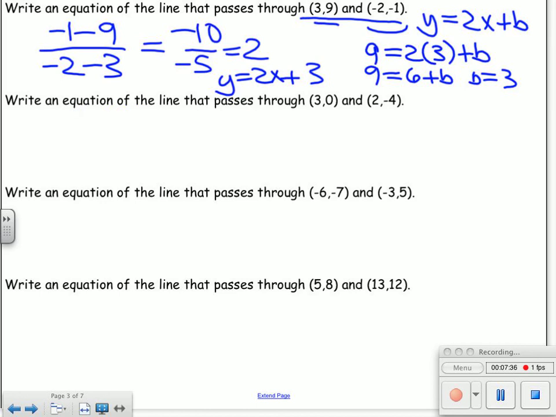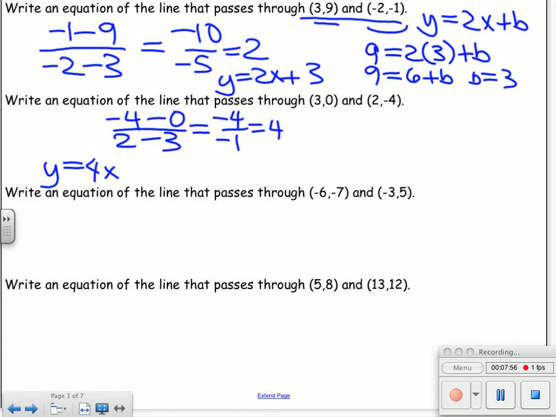0 minus negative 4. Actually, let's do it the other way. Let's use the more traditional way. We're going to use the second point. It doesn't really matter, but negative 4 minus 0 over 2 minus 3. Negative 4 over negative 1. So the slope is just going to be 4. So now we've got the first part of our equation done.